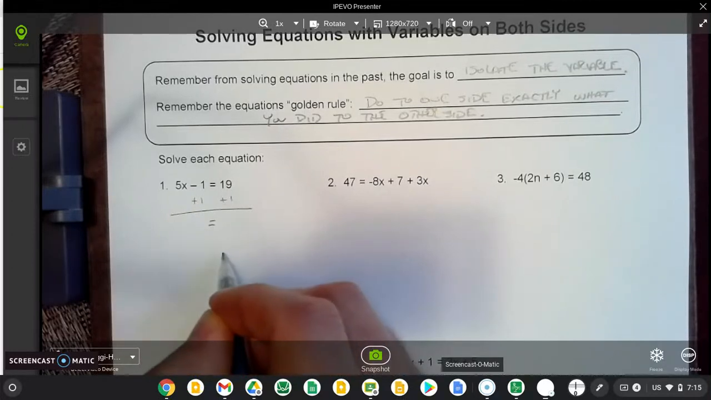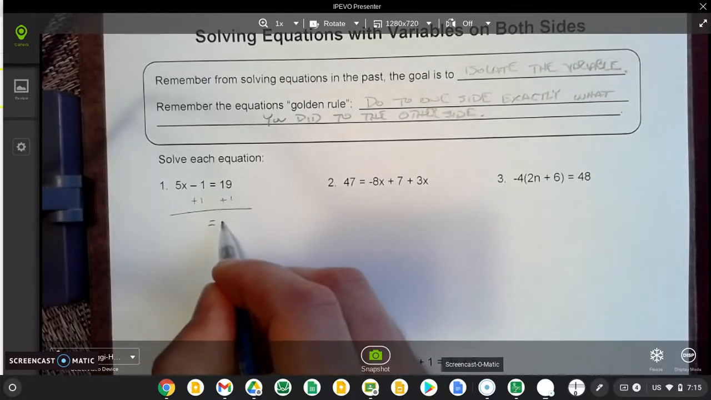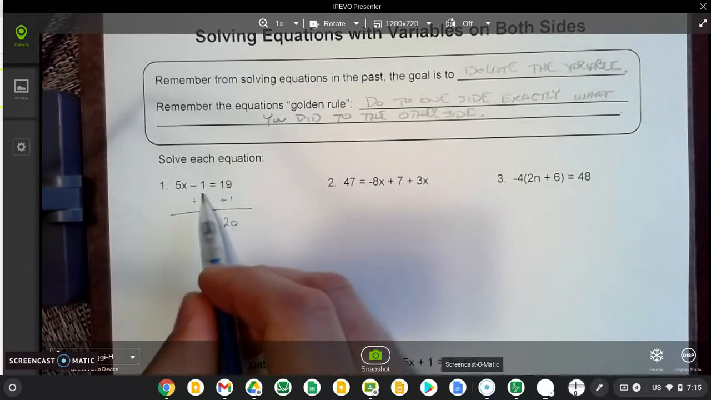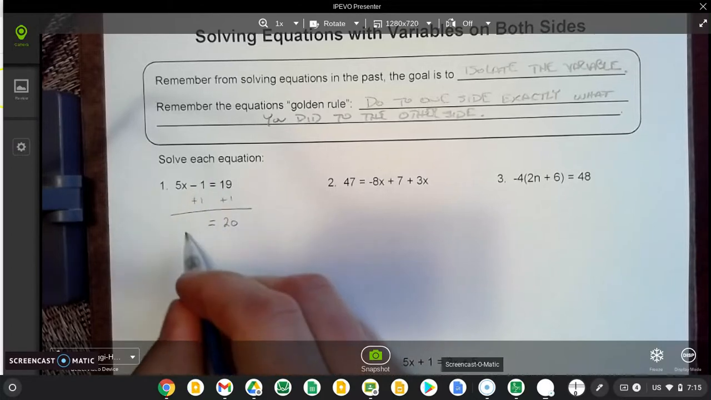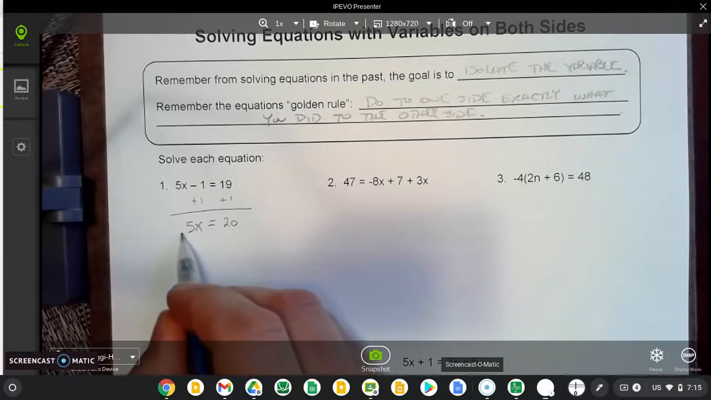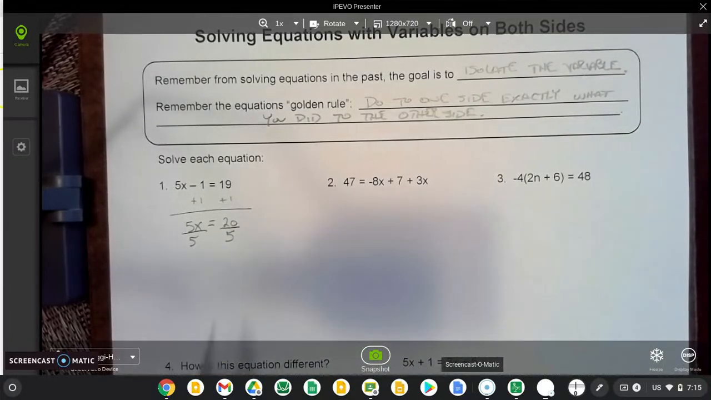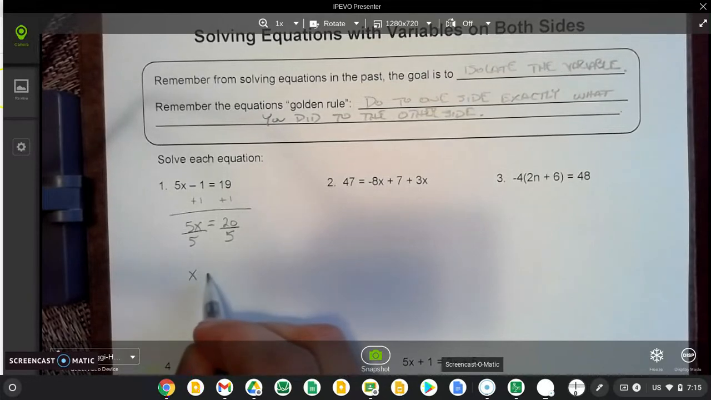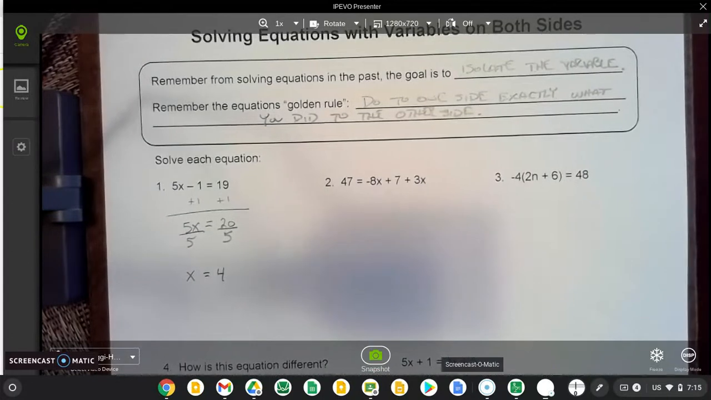Bring your equal sign straight down. 19 plus 1 is 20. And on the left side, negative 1 plus 1 is 0, leaving us with 5x. Now to get x all by itself, we're going to divide each side by 5, since 5 was being multiplied by x. 5x divided by 5 is our 1x, and 20 divided by 5 is equal to 4.